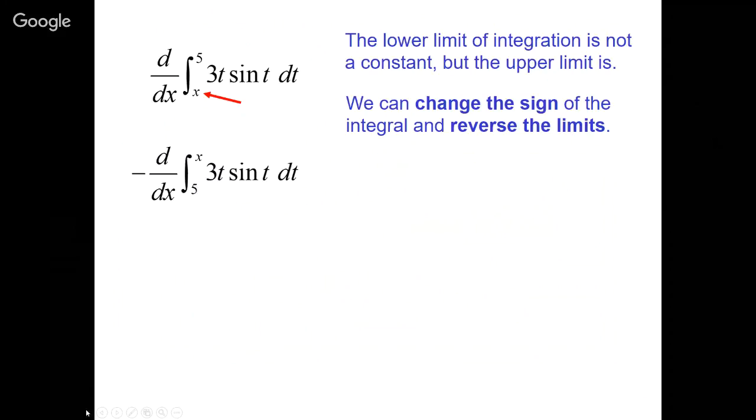And now I'm going to ask you, do we have the derivative of an integral? The answer is yes. And do we have the constant as the lower limit of integration? The answer is yes. And now we can take the derivative of an integral, and that's just going to be equal to the function you're finding the area under, evaluated where you stopped, and you stopped at x. So we're going to put x here and x here. And then it has to be negative because we flipped and reversed the signs.